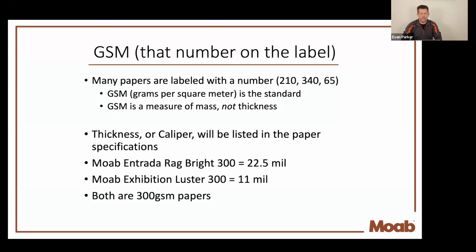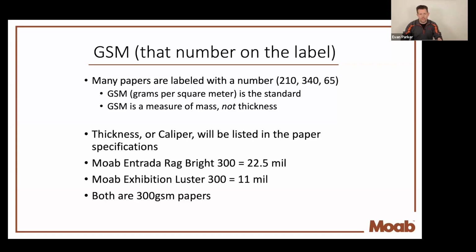So one thing that gets asked a lot is, hey, what's that number next to the sheet? So for instance, on the Juniper Baryta, it says Juniper Baryta Rag 305. Well, that number is not a measure of thickness. It's actually GSM, or grams per square meter. So what does 1 square meter of that specific paper weigh?